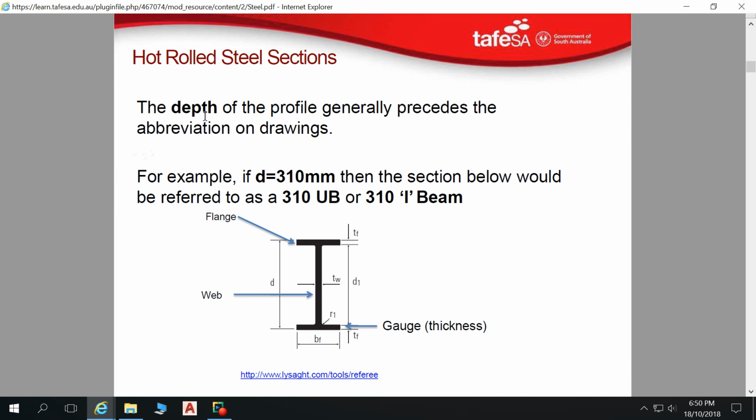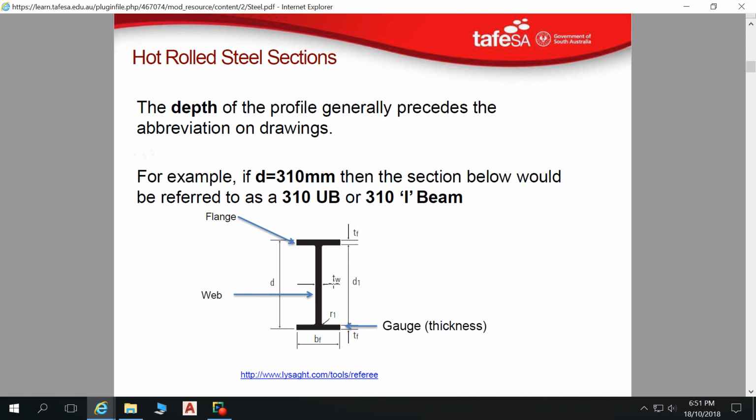So, those universal beams are referred to by their depth. For example, if we've got a 310 deep universal beam, it's known as a 310 UB. But those 310 UBs also come in various different weights and thicknesses of our flange and our webs. So we might have a 310 57 UB, which means that it's 57 kilograms per lineal meter. Or we might have a 310 49 UB, 49 kilograms per lineal meter.